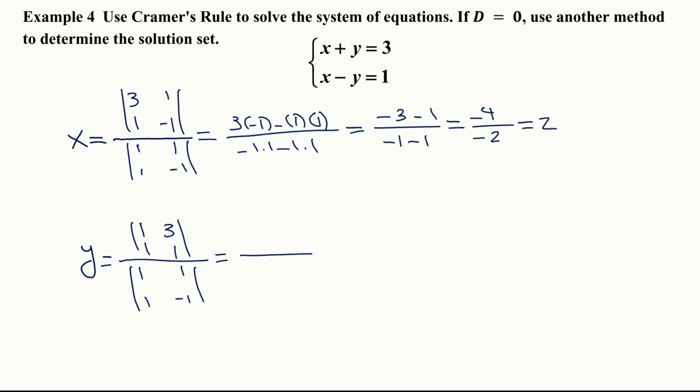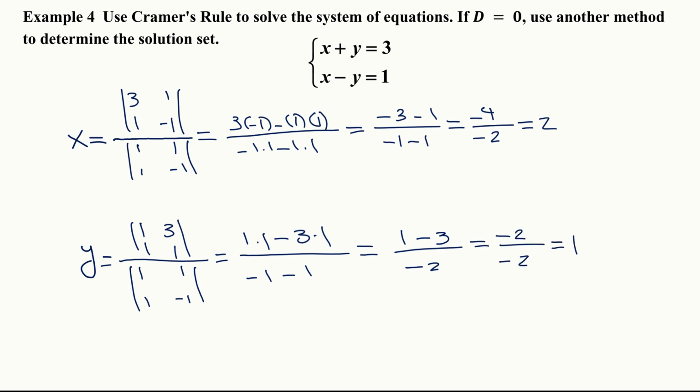So for this one, you probably know how to handle it, so go ahead and pause and try it and then come back. So 1 times 1 minus 3 times 1, right? Down below we have 1 times negative 1. Let's just put negative 1 minus 1 times 1, which is 1. So we end up with 1 minus 3 over negative 2, right? Which is negative 2 over negative 2, which is 1.